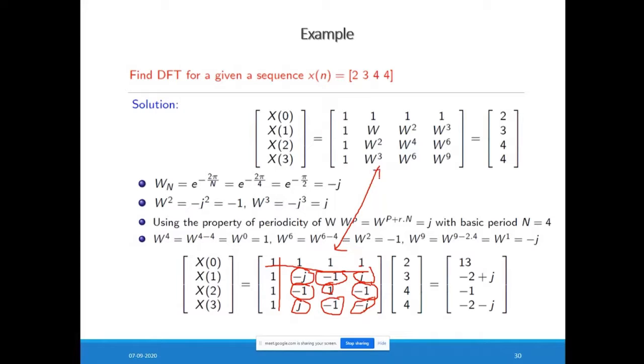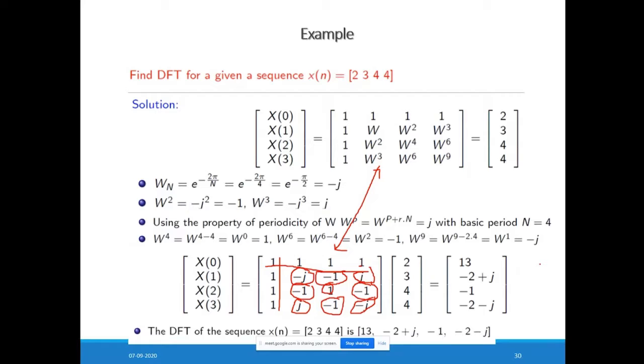Hope all of you are clear. This is very important to solve this example. After getting these values, the sum is very easy. You have to go for the matrix multiplication and find out the solution. When you go for matrix multiplication of this n cross n matrix and this n cross 1 vector 2, 3, 4, 4, your answer will be 13, minus 2 plus j, minus 1, minus 2 minus j, which is again an n cross 1 column vector. Hope all of you are clear. If you are having any doubt, you can ask.